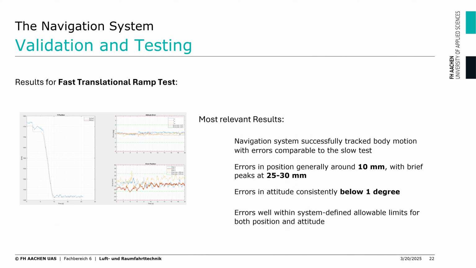Here too, it's clear to see that the navigation system was able to follow the movement, even if the errors in the position are greater than during the previous test. The errors in the position are on average in the range of 10 mm and peak briefly up to 30 mm. The errors in the attitude are again well below 1 degree.